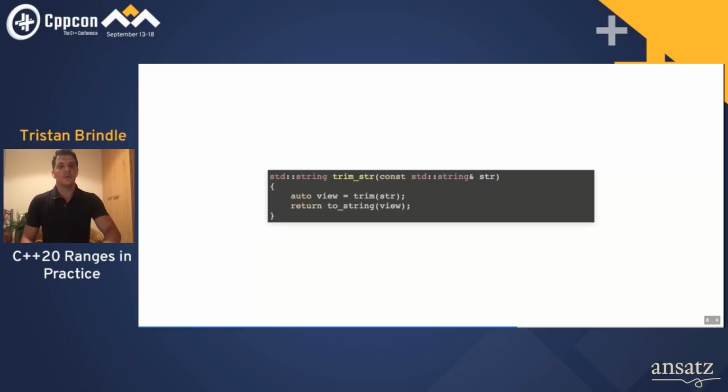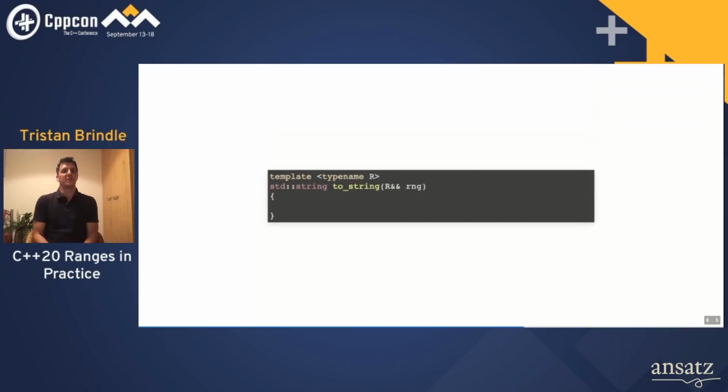So first of all, let's look at toString. What does our toString function look like? Our toString function is going to accept any range. Again, I'm omitting concepts here just for brevity. If we were doing this in production or for something that was going to be used in a variety of situations, you'd want to use the concepts here. I'm just omitting them for brevity, really.